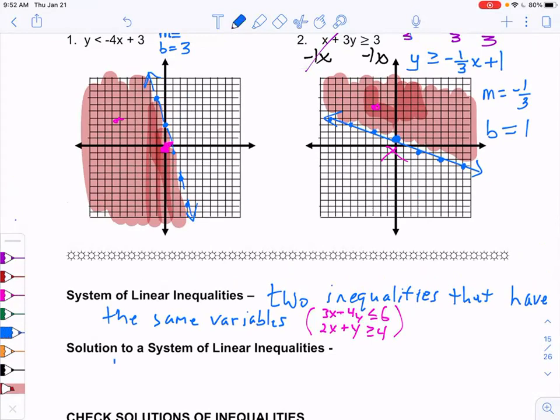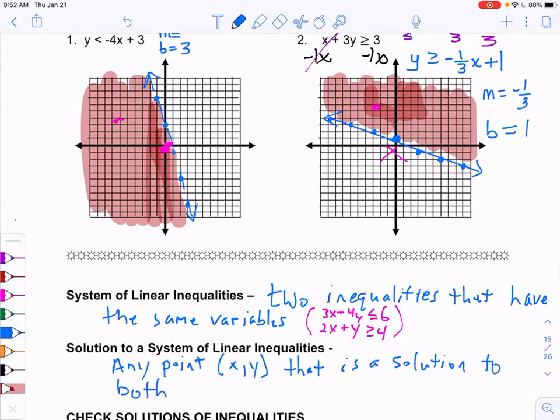So any point, x comma y, and what we're actually looking for is a region. It's going to be a region.